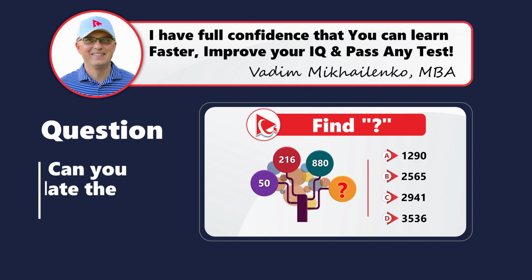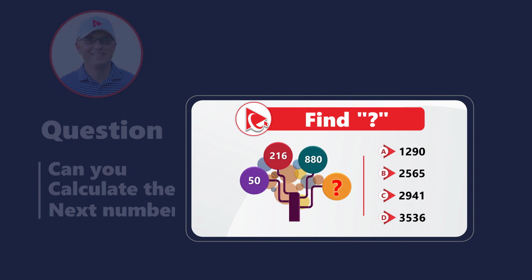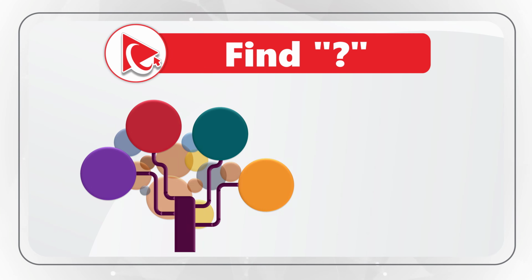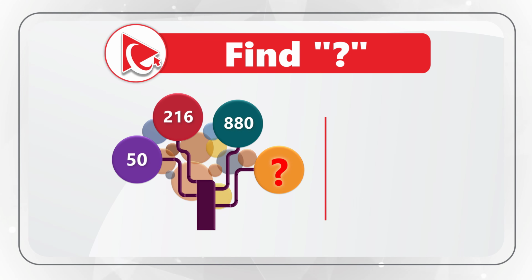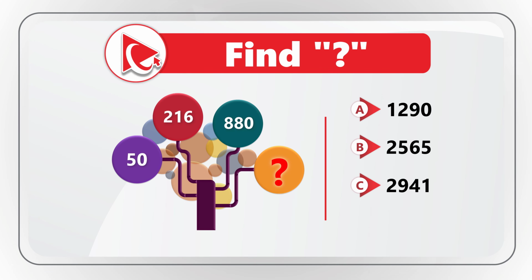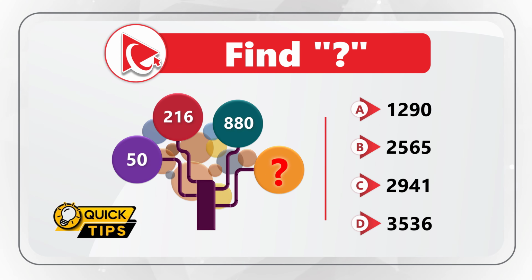Here's an amazing question where we need to find the missing number. You're presented with a tree-looking structure, and it has numbers in the circles on the top. The numbers are, if we start from the left, 50, 216, 880, and then comes the missing number. You need to calculate and select the missing number out of 4 possible choices. Choice A, 1290. Choice B, 2565. Choice C, 2941. And last but not least, choice D, 3536.